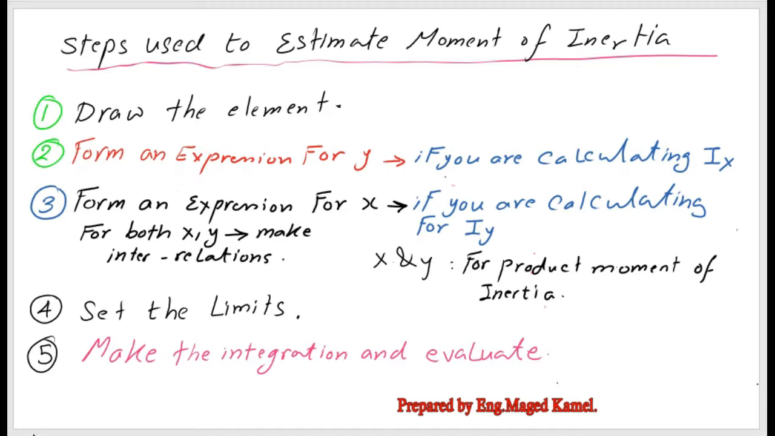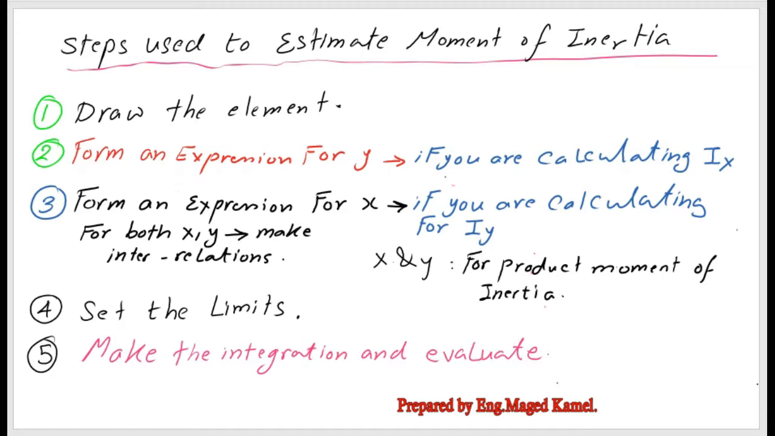We need y if we are going to estimate the inertia about the x-axis, and we need the x distance if we are going to calculate Iy, and of course we need both x and y if we are going to estimate the product moment of inertia.